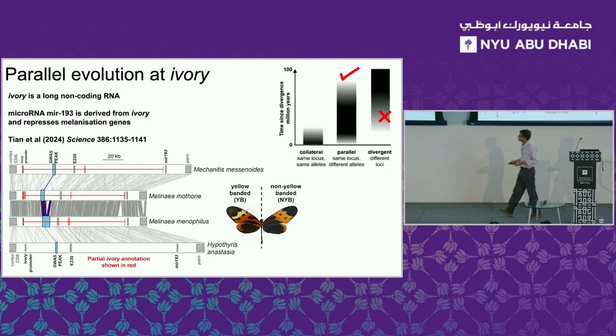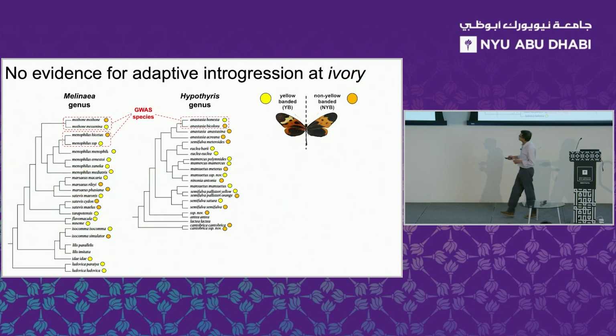So what is ivory? It's a long non-coding RNA, and it is giving rise to this microRNA over here, and that microRNA is going on to repress various melanization genes. And if you want to find out more about that, there's this excellent paper that we did not write, but really does go into detail about what that ivory gene is doing. So what have I got to say next?